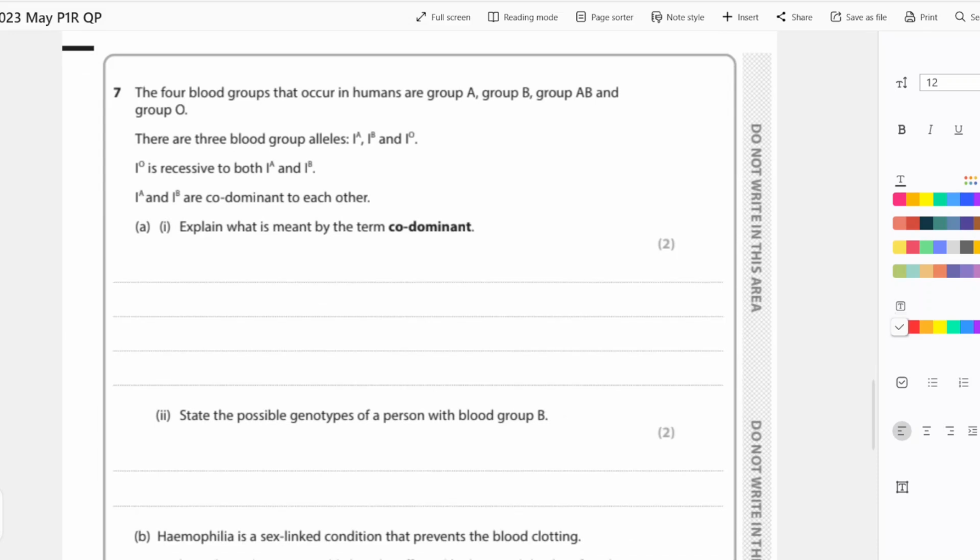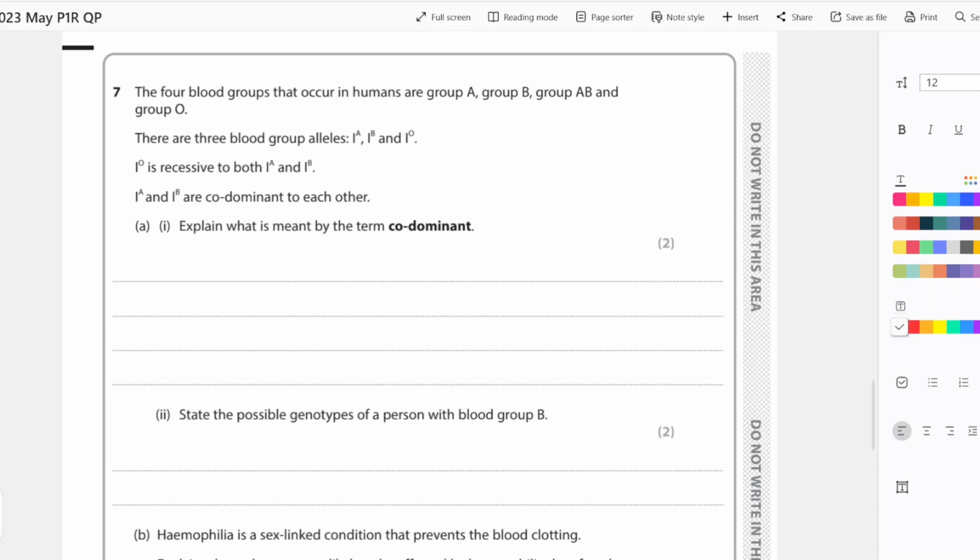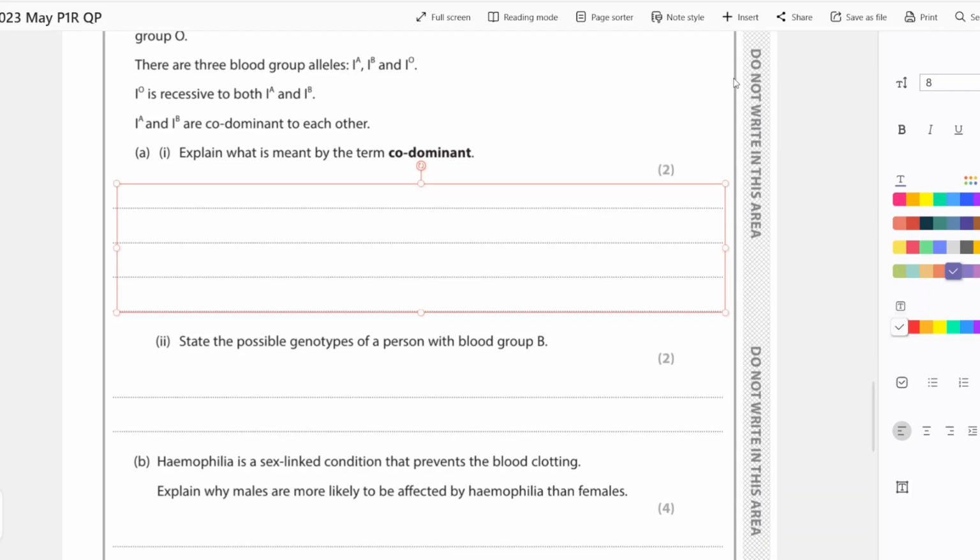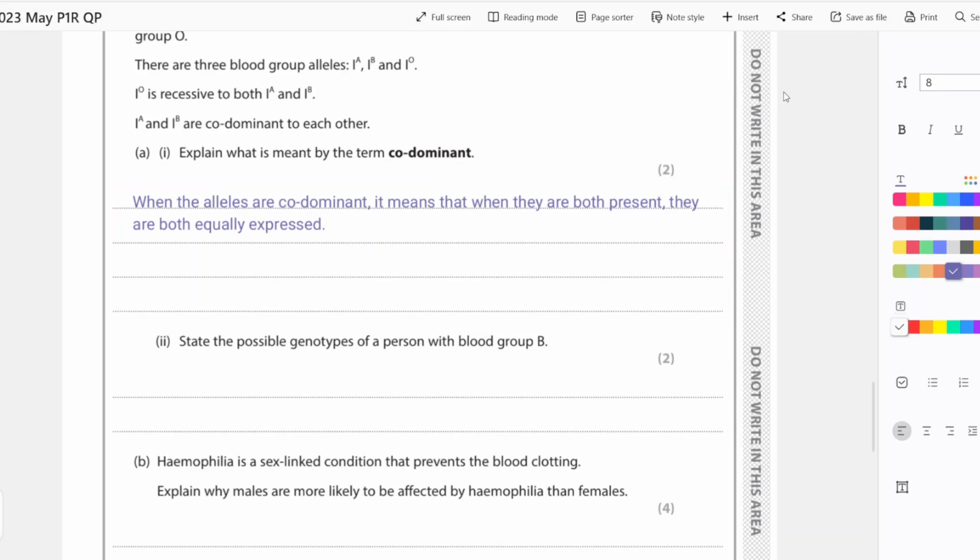The 4 blood groups that occur in humans are group A, B, group AB, and O. These are the 3 blood group alleles, and IO is recessive to both IA and IB, and IA and IB are both codominant to each other. Explain what is meant by the term codominant. Okay, so we can say when the alleles are codominant, it means that when they are both present, they are both equally expressed.